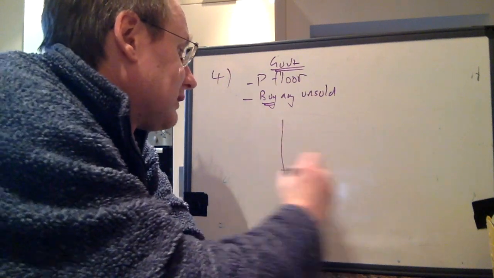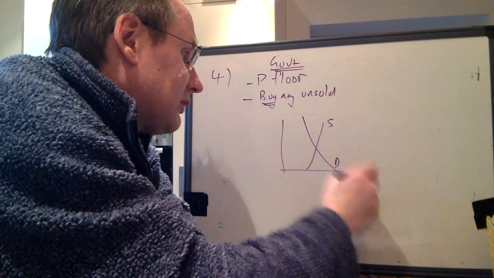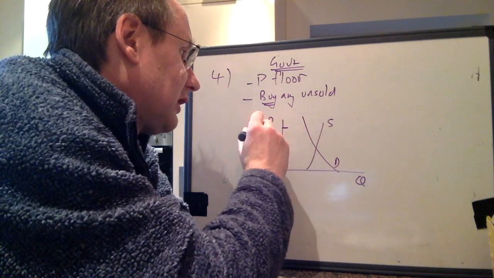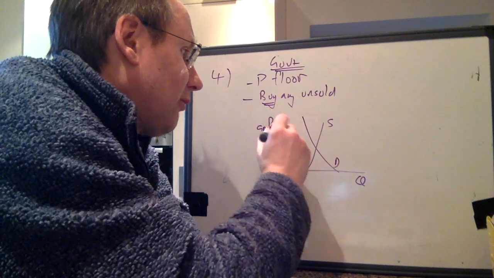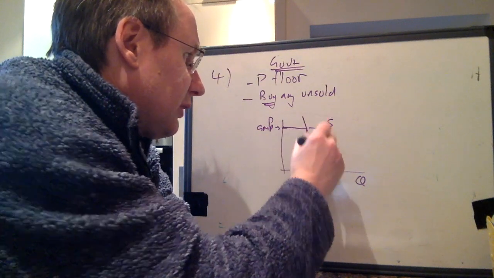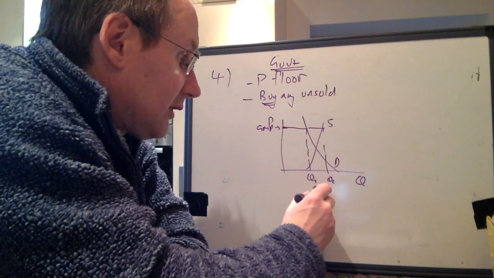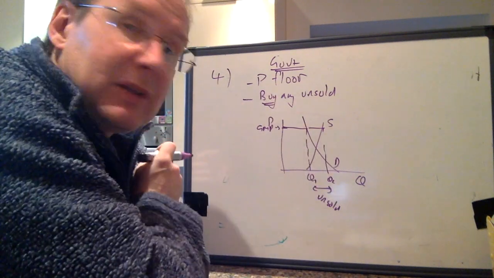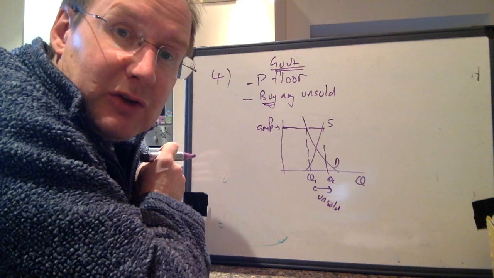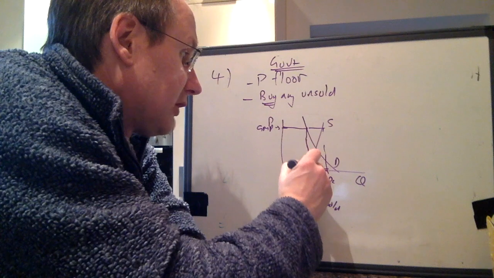So if we just do a standard supply and demand diagram, there's the quantity, there's the price. Suppose we fix a guaranteed minimum price at that level. Then demand is Q1, supply will be Q2. These are unsold units. It's excess supply. But the government will now have to buy those unsold units. So they'll have to buy each one of those units at that price.